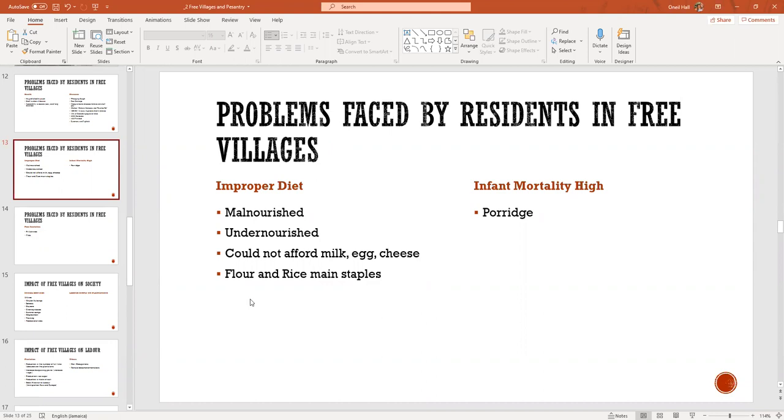Now, another issue, ladies, within the free villages was that they had an improper diet. Some of them were malnourished and undernourished. They could not afford things like milk, eggs, and cheese. So their main staple would have been flour and rice. Go ahead for me, Austin, and then Barclay.